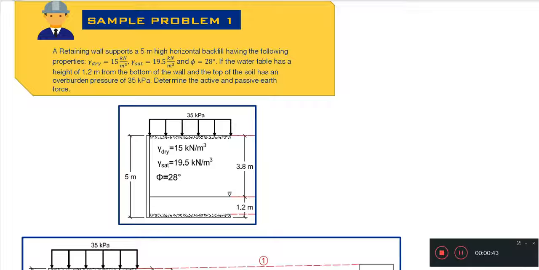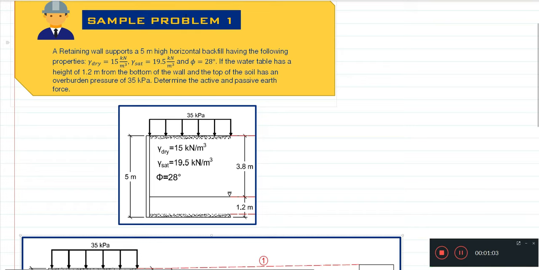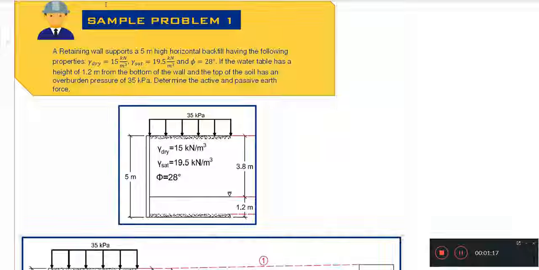If the water table has a height of 1.2 meters from the bottom of the wall and the top of the soil has an overburden pressure of 35 kilopascal, determine the active and the passive earth force. So, para dun sa problem, syempre, kailangan natin siyang i-drawing kasi nga this is just a worded problem. Sa mga problems dito, hindi siya automatic naka-drawing. At times, kailangan mong i-analyze yung worded problem saka natin siya i-drawing.